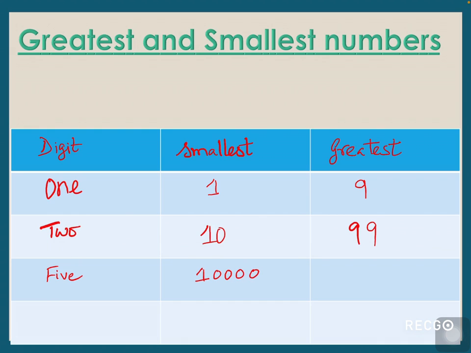Clear? Let's insert the commas here so that we can read it comfortably. It is 10,000. And 5 nines if I keep to make the greatest 5 digit number, and after inserting the commas, it becomes 99,999, right? Similarly, if I make 7 digits smallest number, 1, then rest all 6 zeros.